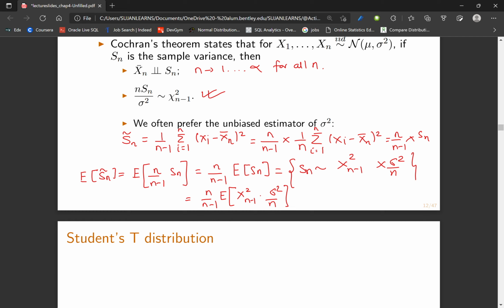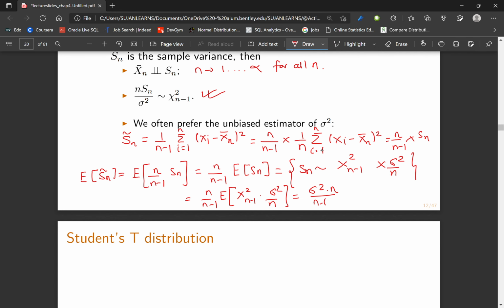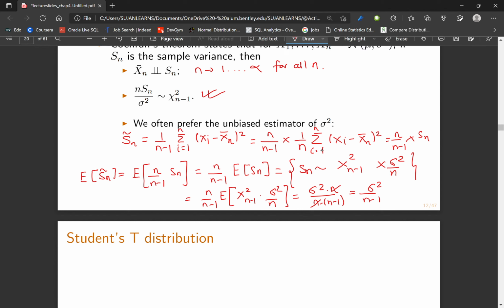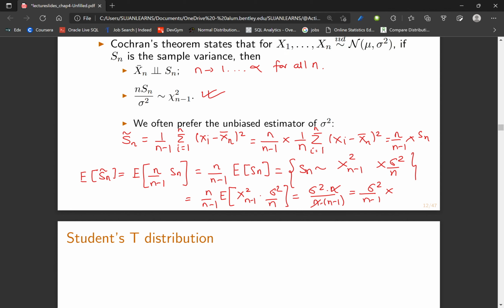Now, again, the sigma square over n will come out. Sigma square over n and n over n minus 1 will come out. They will cancel each other, and we will have sigma square over n minus 1, times the expectation of chi-square with n minus 1 degrees of freedom, which is n minus 1, and this is equal to sigma square. This gives us the unbiased estimator of sigma square.